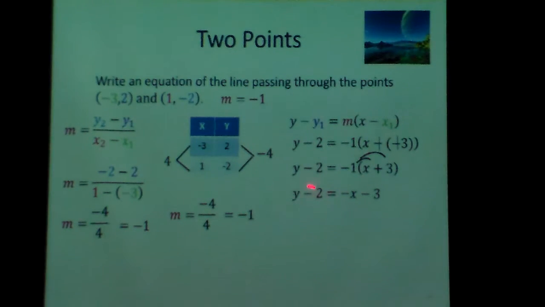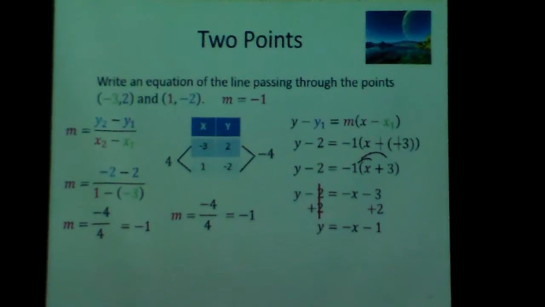But what do I still have to do here? I've got to add 2, and if I add 2 to one side, I've got to add it to the other side. Notice -3 plus 2, that one cancels, makes it -1. So my equation of the line is y equals -x minus 1. Using the point slope formula, but I had to first find the slope given 2 points.